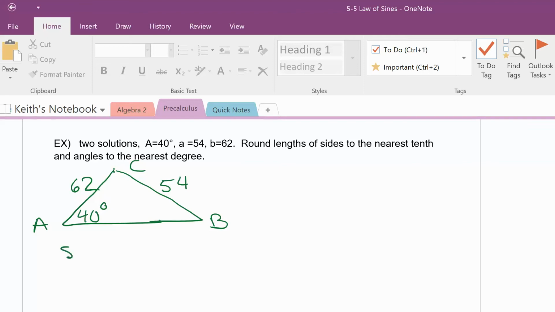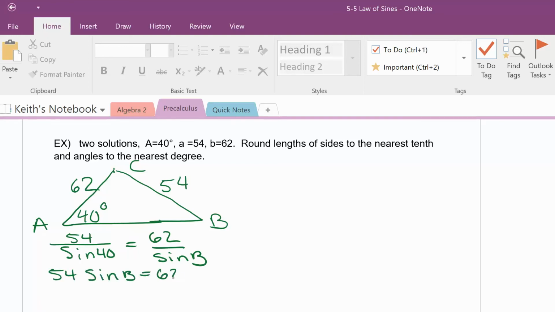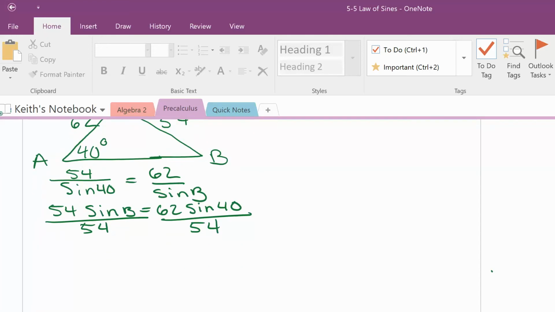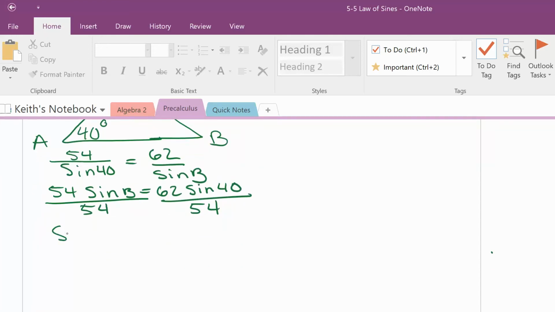So we go 54 over sine 40 is equal to 62 over sine B. We cross multiply, so 54 sine B equals 62 sine 40. And then we divide by 54. So sine B, when you put that in your calculator, is equal to 0.738.